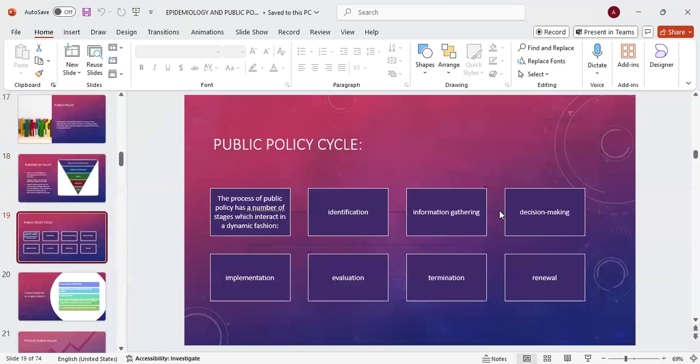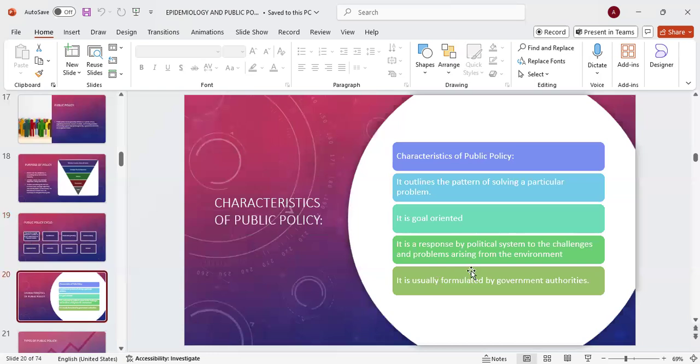Public policy cycle. The process of the public policy cycle has a number of stages which interact in a dynamic fashion. It includes identification of the problem, information gathering, decision making, implementation of the policy, and evaluation, termination, and renewal.